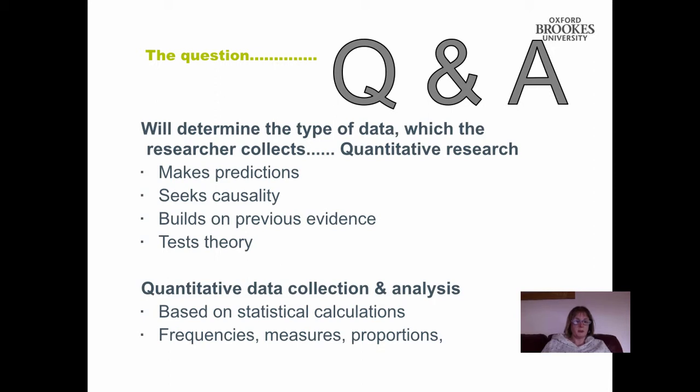What's really important about quantitative data collection and analysis is that it's based on statistical calculations, because it's really important that the researcher can make predictions about what might happen to similar populations or what might happen in the future. So unless the statistics are robust, the researcher's not going to be able to do that. And the sort of quantitative data which is collected is frequencies, measures, and proportions.